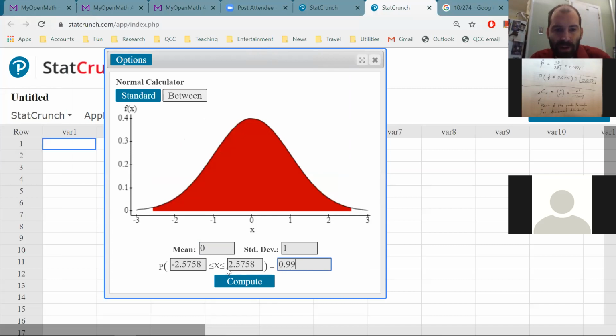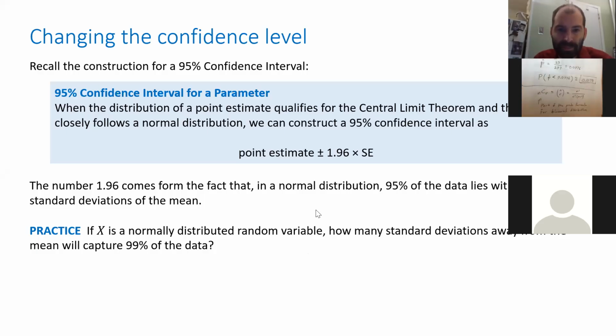X has to be within 2.5758 standard deviations. Let's just round that to 2.58, all right? So instead of 1.96, we're going to use 2.58. Or if you want to be more precise, go to more decimal places, 2.576, something like that. I'm going to use 2.58. So back to the slideshow here.